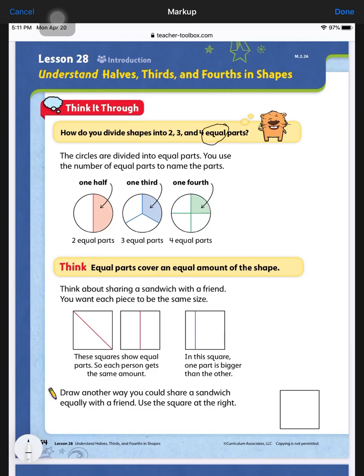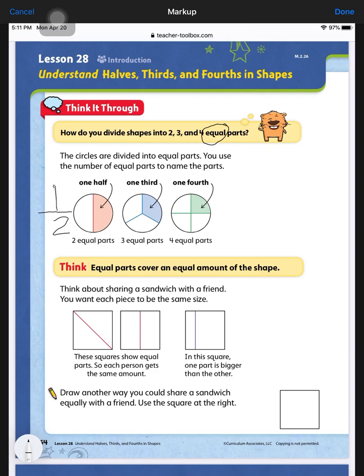So when we do this, all of the shapes have to be equal parts. So the circles are divided into equal parts. You use the number of equal parts to name the parts. So the first circle, they have cut that circle into 1/2. If I was going to write 1/2, it would look like this. There are 2 parts, so the 2 goes on the bottom, and there's 1 part shaded, so my 1 would go on the top. That's what 1/2 would look like.